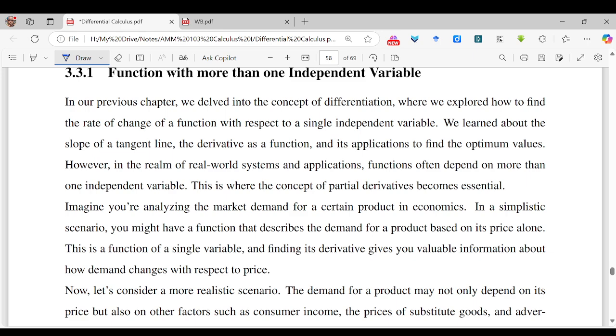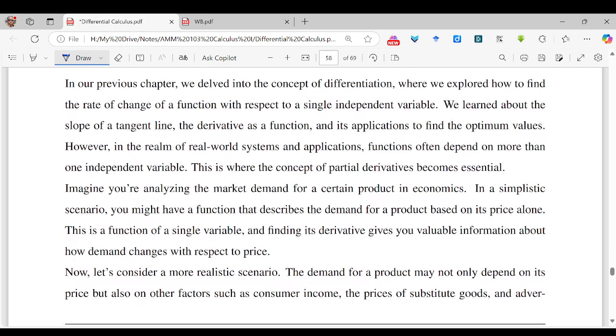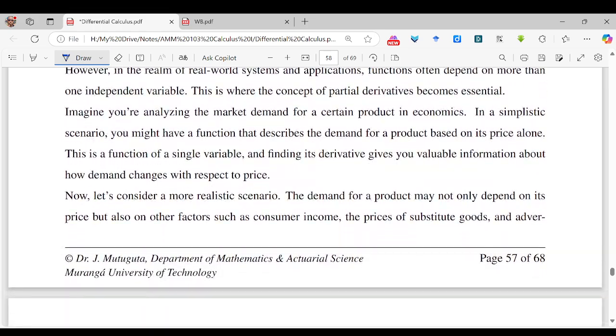Imagine you are analyzing the market demand for certain products in economics, for example. In a simplistic scenario, you might have a function that describes the demand of a product based on its price alone. So this is a function of a single variable, and finding its derivative gives you information about how demand changes with respect to the price of that commodity. But let's consider a more realistic scenario.